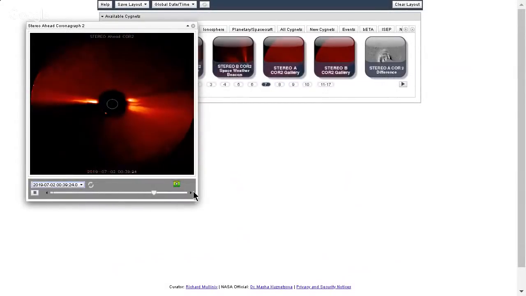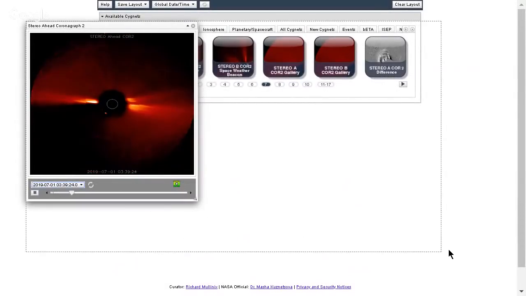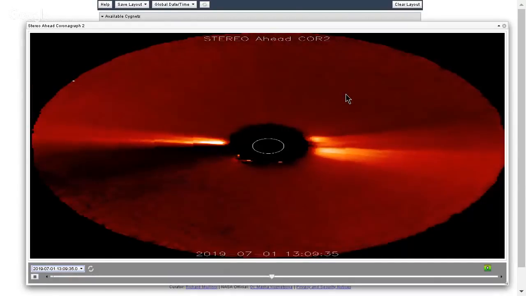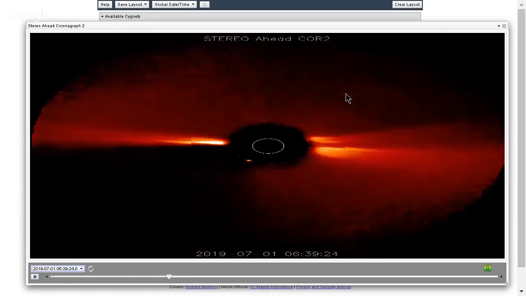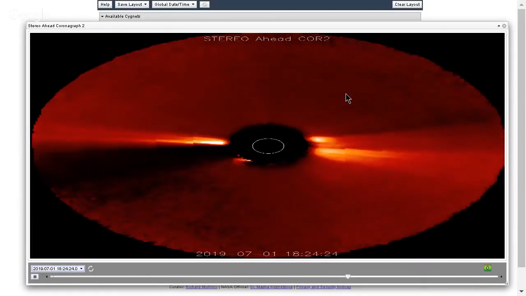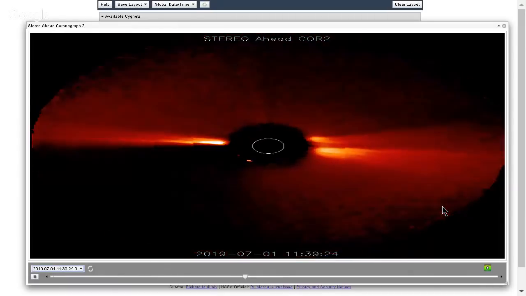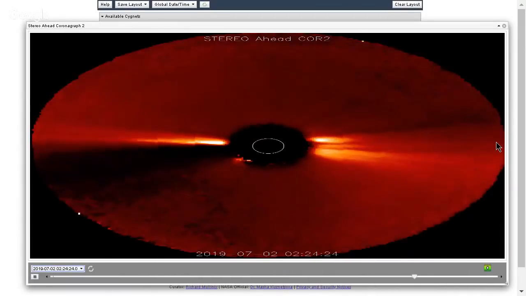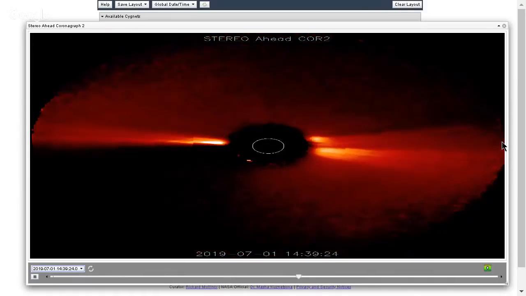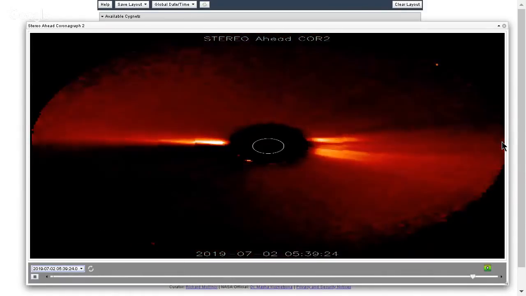Now, here's a STEREO A coronagraph, which takes us out into space. So we're no longer looking from the Earth's perspective. We're looking from 3 months, 4 months behind the Earth in terms of orbit. Now the Earth is out this way. The interplanetary magnetic field is right on the solar equator, right about here. So the Earth is out in this direction where my pointer is.